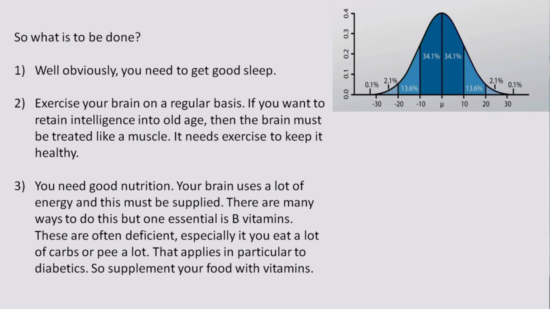There are very, very many ways to do this, but one essential is B vitamins. These are often deficient, especially if you eat a lot of carbs or pee a lot. And that applies in particular to diabetics. So supplement your food with vitamins. Yes, B vitamins in particular, your brain really does need, especially B1 and B2 and B3, and B12. Very, very important. And you're very likely not getting that in your food. Not enough of it anyway. Our food these days, we eat too much processed food, it's deficient.